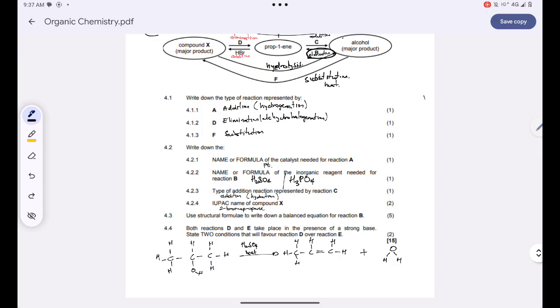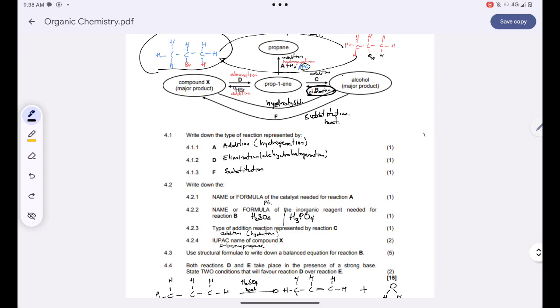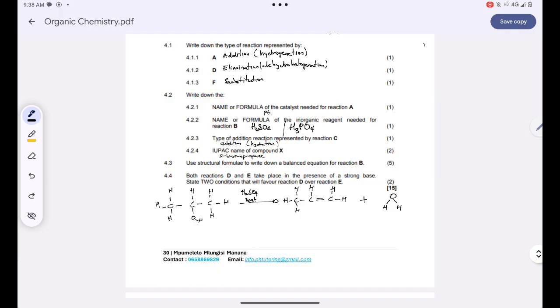Remember that, guys, for reaction E, we are dealing with hydrolysis. Are you together? The only game changer here that will help us not to have hydrolysis, but elimination to form a propene, is the temperature. Are you together? If we use mild temperature, we will form hydrolysis. Are you together? But if we use high temperature heat, we will eliminate. Are you together?